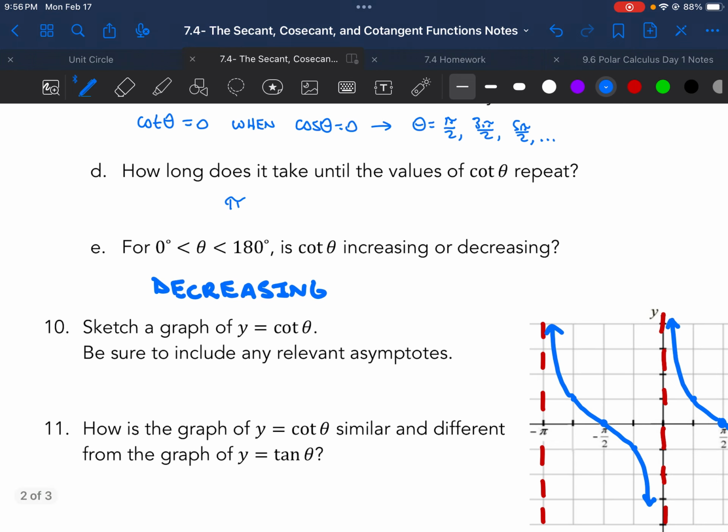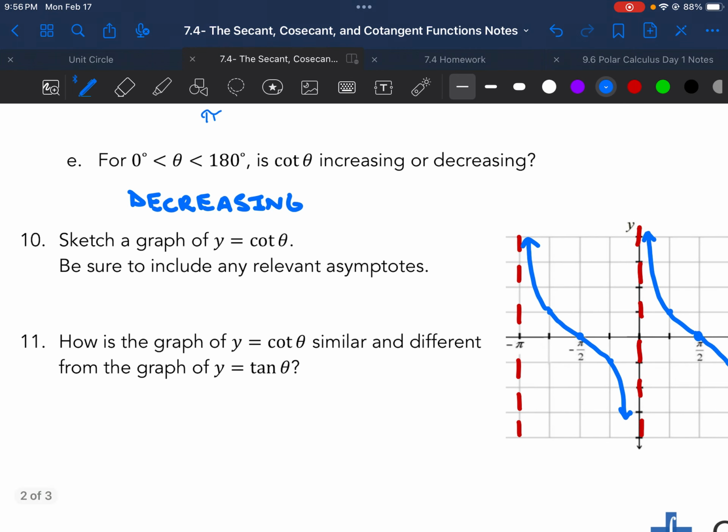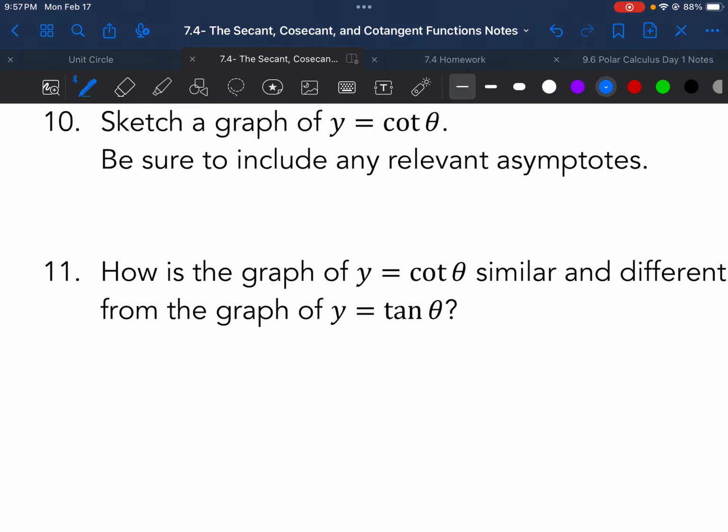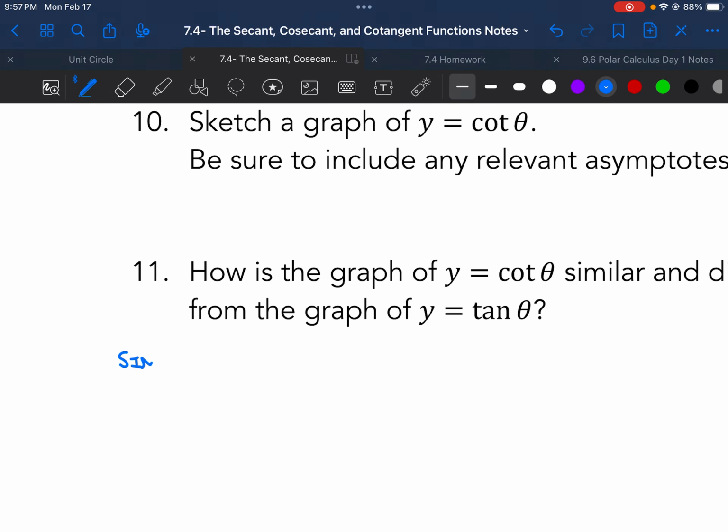All right, sketch graph, we included all relevant asymptotes. How are the graphs of y equals cotangent of theta and y equals tangent of theta similar and different? We talked about those. Let's do some similarities real quick. Similar: period is pi for both. All right, that's one similarity. Their shape is similar.